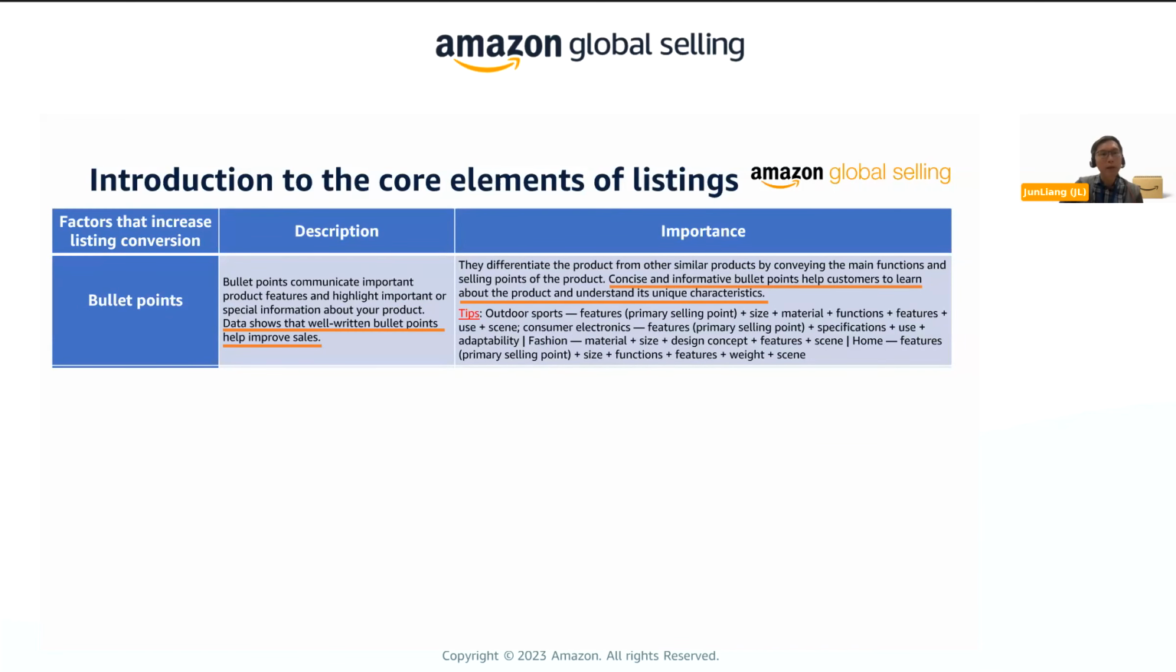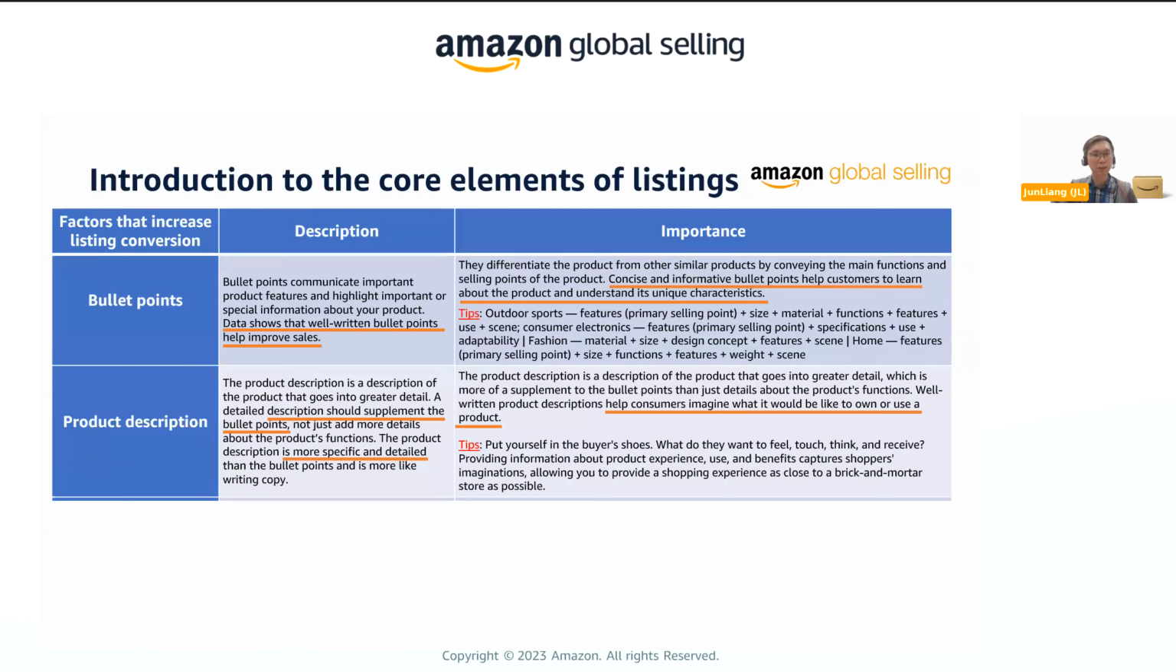All right, the fifth point is bullet points. We do have data that shows that well-written bullet points help improve sales. To keep it concise and informative, the bullet points will help your customer learn more about your product and understand its unique characteristics. There are some tips over there that you can take into consideration. What do you need to include in the bullet points?